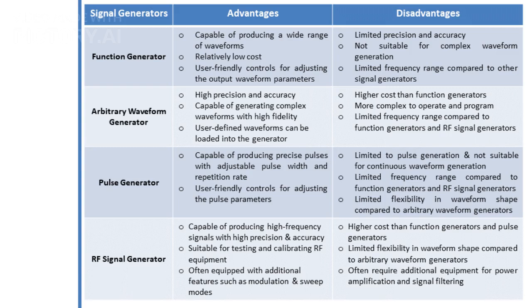Signal generators have various parameters that can be adjusted to control the output waveform. These parameters include frequency, amplitude, and waveform type. Frequency is measured in hertz and determines the number of cycles per second. Amplitude is the peak-to-peak voltage of the waveform. The waveform type determines the shape of the output waveform, such as sine, square, triangle, and sawtooth waves. Understanding these parameters is important for selecting the appropriate signal generator for accurate measurements.